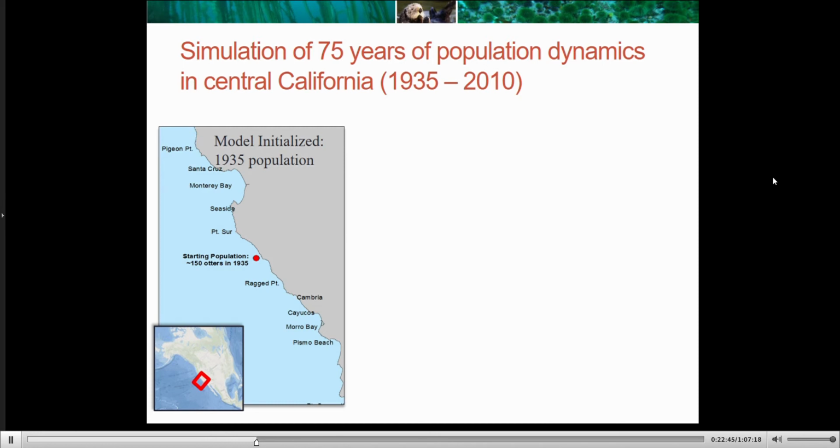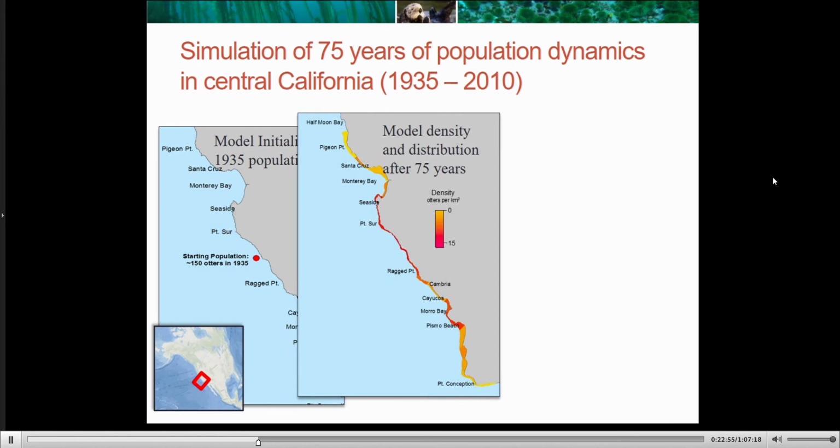So that little red dot is their starting population, and we then just run the simulation model forward. And we did this a whole bunch of times, so we have a distribution of results. And I'm just going to show you the average results. So this is what the model predicts after 75 years.